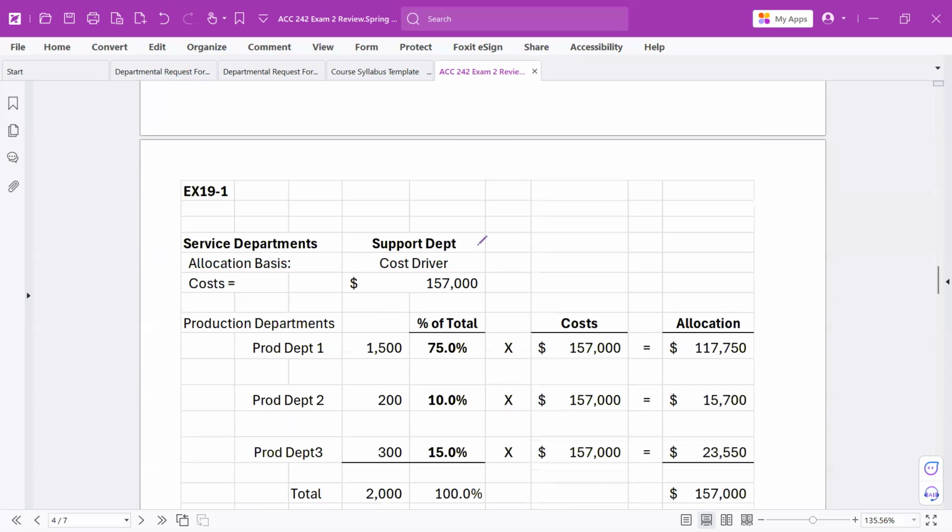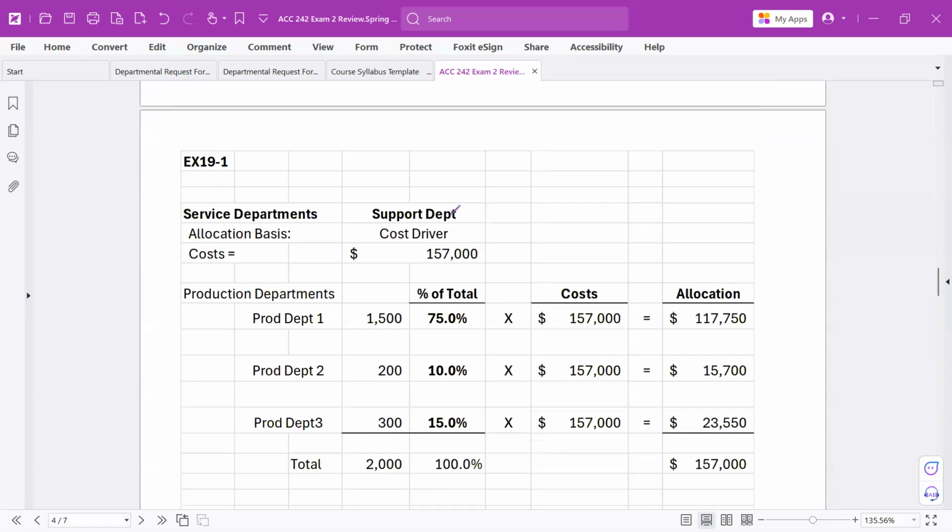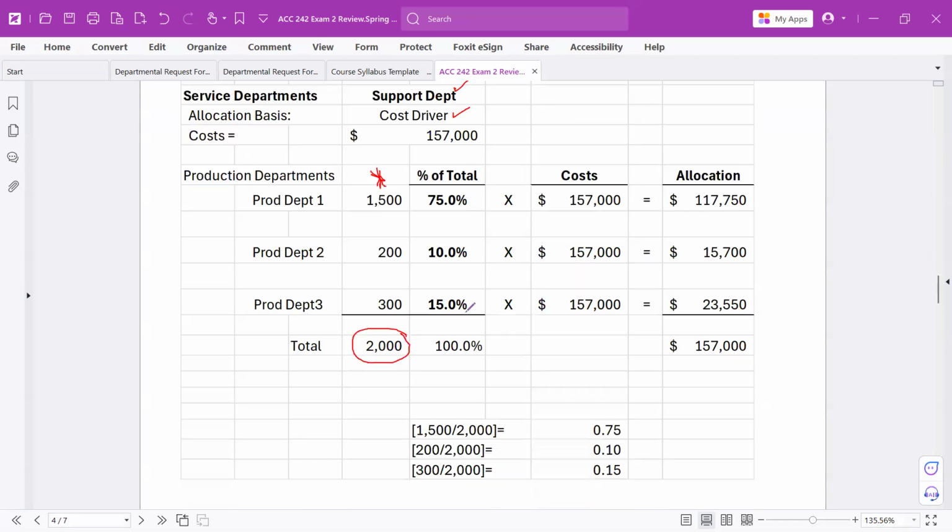So down here, I've got that. Again, we've got the support department here. We've got the cost driver being defined, and then the usage of the cost drivers right here, right? So we have the usage of 1,500, the 200, the 300, all for a total of 2,000. And then we want the percentages. How do we get the percentages? 1,500 divided by 2,000 is 0.75 or 75%.